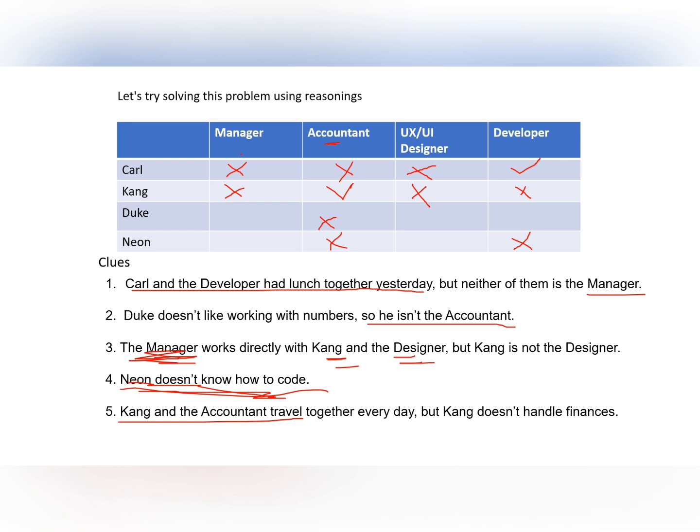and this would not make him the developer, and the manager role fits him. So let's check this out. And this just leaves Duke being the designer. And we have now solved the problem.